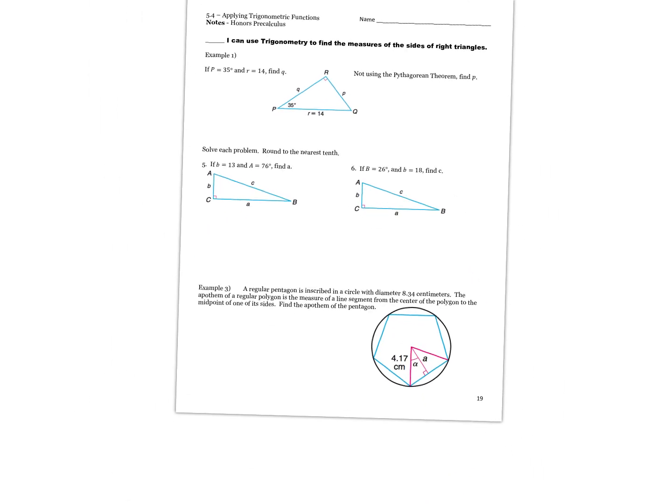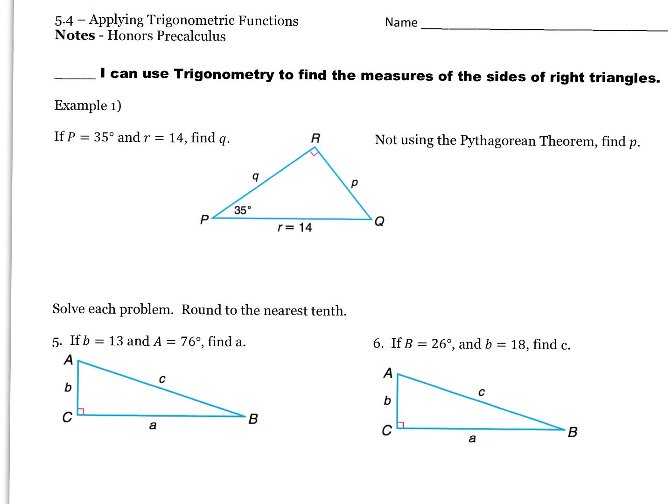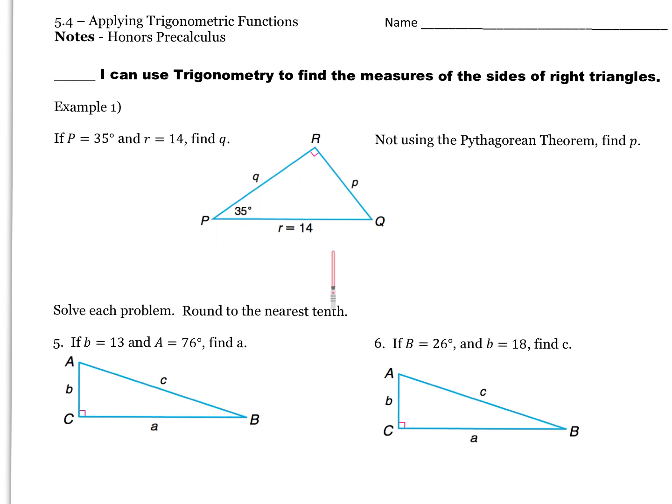So on page 19, I said, hey, go use trig. Trig is just SOHCAHTOA, you guys. We get to use SOHCAHTOA when we've got right triangles. So could I go find, oh, apparently over here I'm looking for Q. I said, let's go find little q.